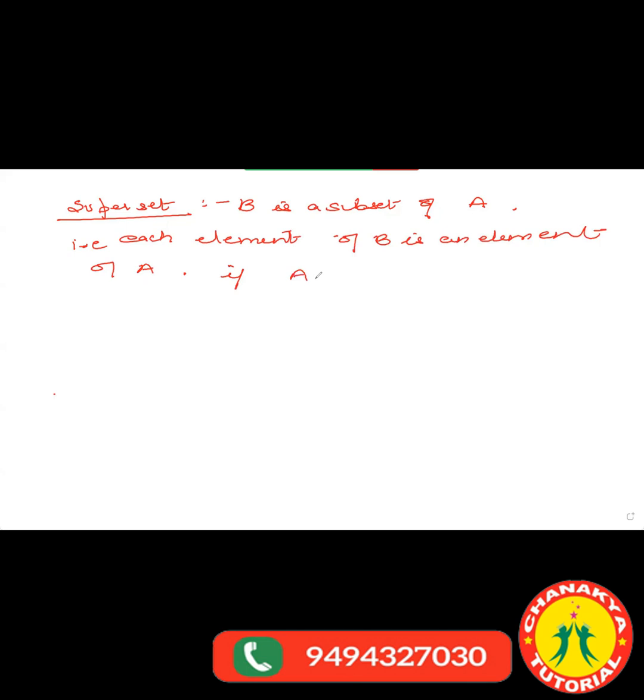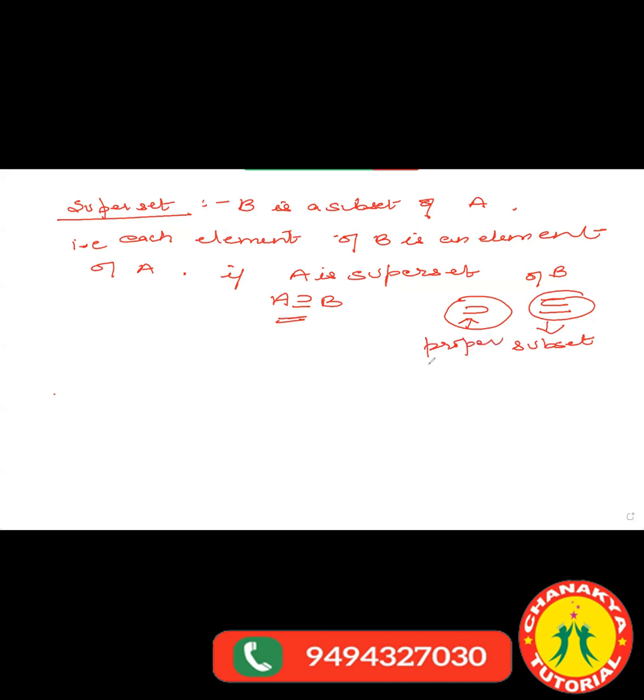So if A is a superset of B, how will we write it? A is a superset of B. This symbol you will use. For proper subset, you will use this symbol. For subset, you will use this symbol. Don't be confused regarding the symbol. This is proper subset. And this sign is belongs to. Understood, children?